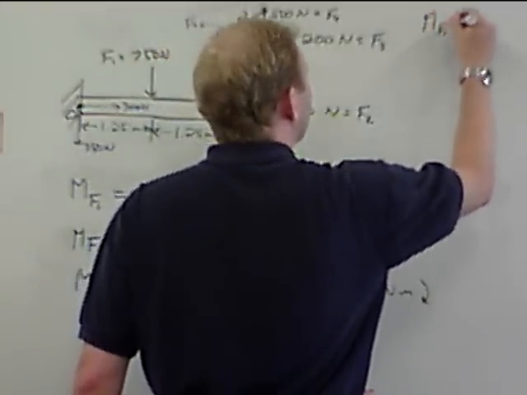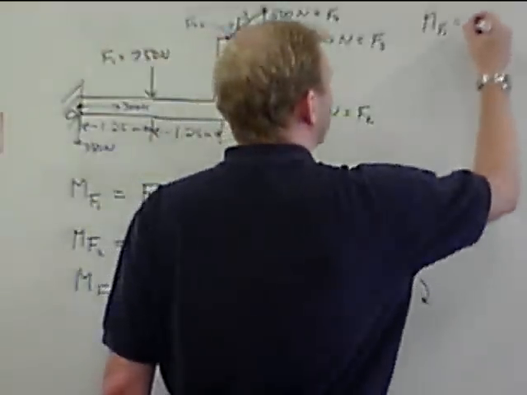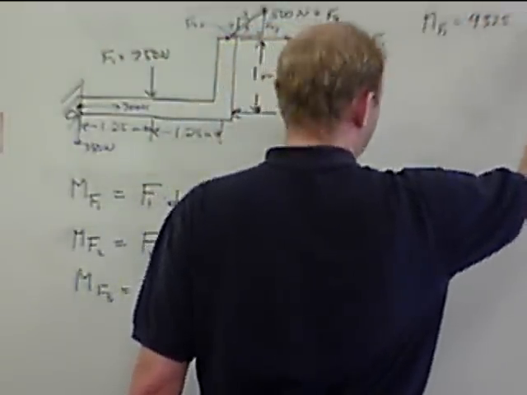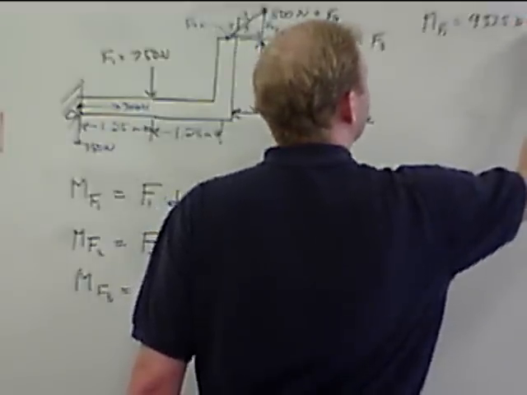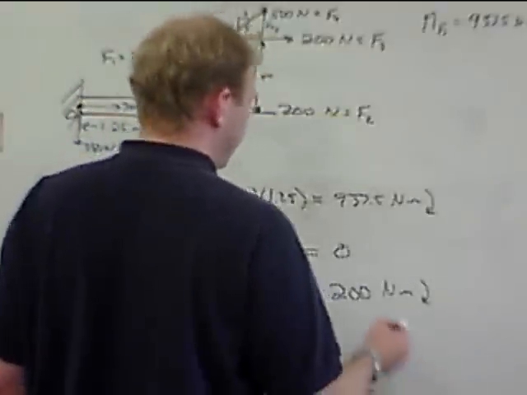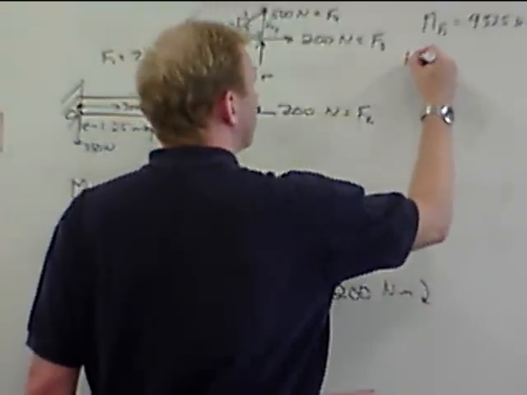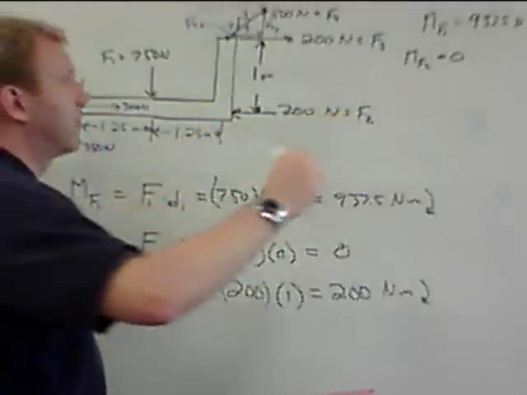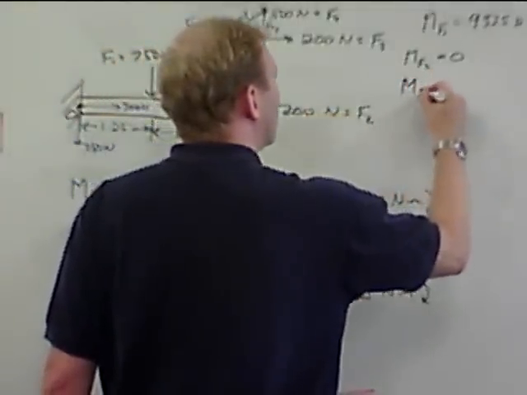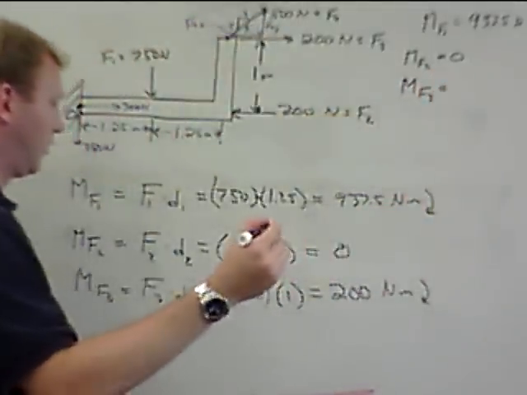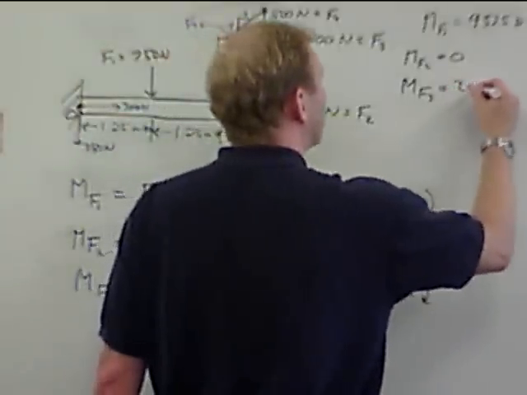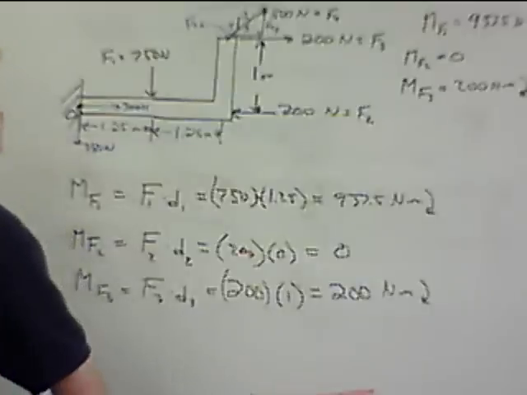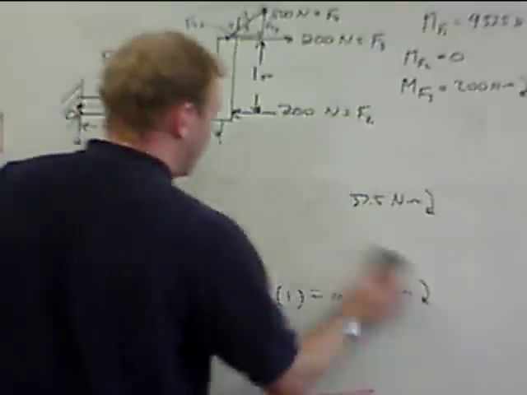I'm going to write these because I'm running out of board space here. Moment due to force 1 is equal to 937.5 Newton meters clockwise. Moment due to force 2 equals 0. Moment due to force 3 is equal to 200 Newton meters clockwise. So I can take these 3 down and we'll take a look at the last force here.